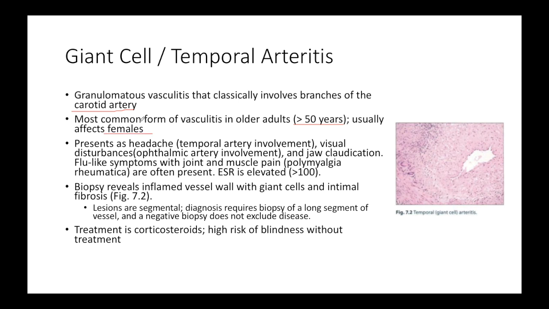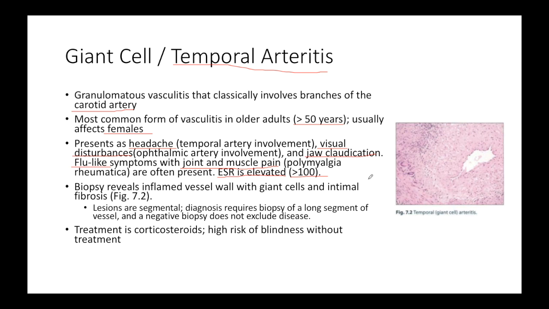Some symptoms we can see here is it can present as a headache. It's involving the temporal artery, hence temporal arteritis in the name. Some visual disturbances if it's involving the ophthalmic artery, and jaw claudication. You can also see some flu-like symptoms and joint and muscle pain as well, which can kind of look like polymyalgia rheumatica. And like Tulsi mentioned before, you see your elevated ESR, which will usually be over 100.